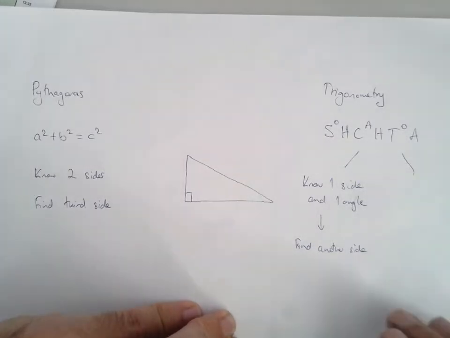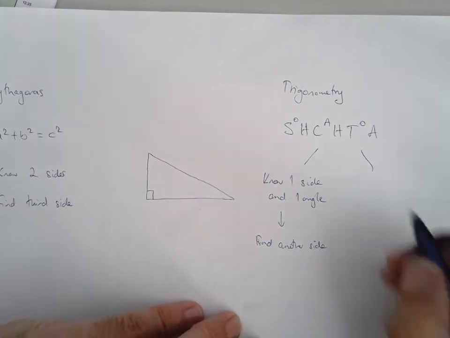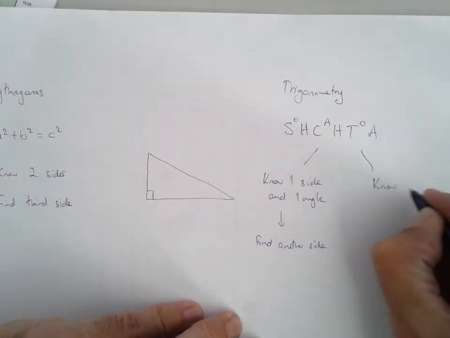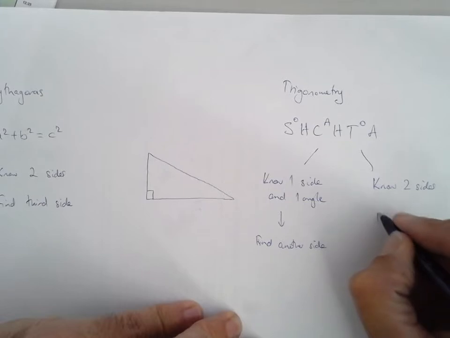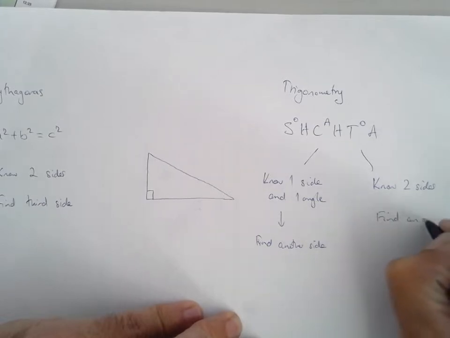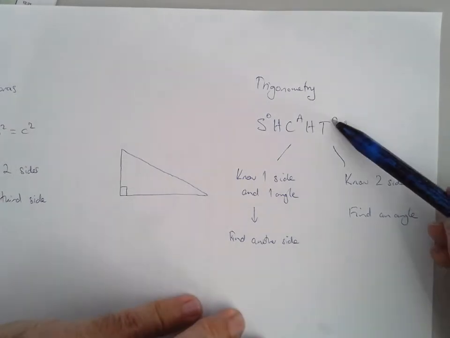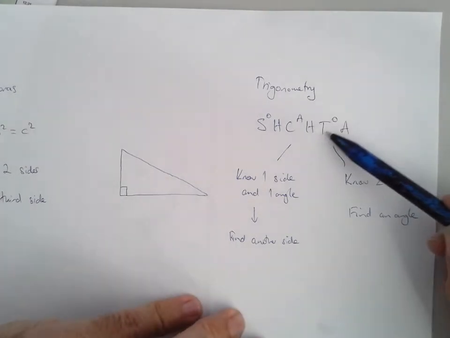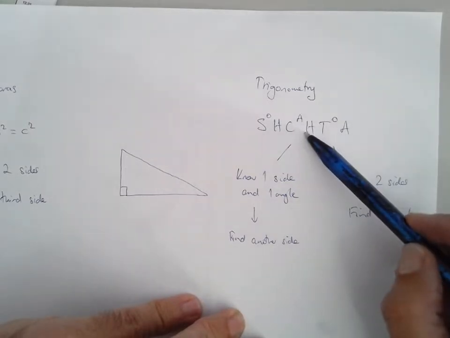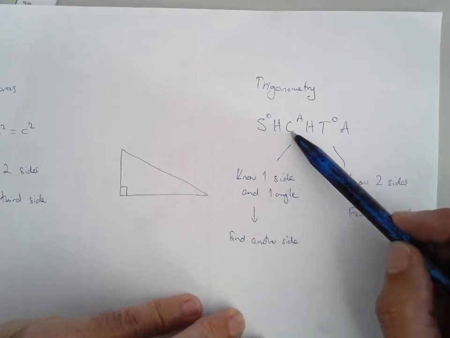Alternatively, I can find angles. If I know two sides, I can find an angle. For instance, if I know the opposite and the adjacent, I know that they give me the tan of the angle. I just need to find out what angle has that as its tan. If I know the adjacent and the hypotenuse, that gives me the cosine of the angle.